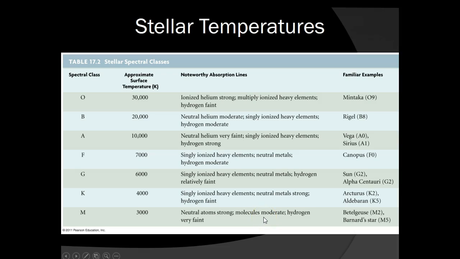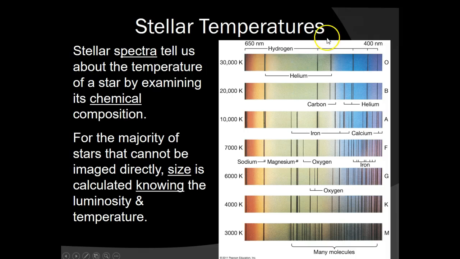And we'll put that into an HR diagram here in a second. On your graphic, you'll need to include these as well. The approximate surface temperature matches: the O is the highest at 30,000 and the M is the lowest at 3,000. This gives you an idea of the different elements that are inside, and this gives you examples of those stars. When you do your Gizmos lab, you're going to be looking at this in detail.